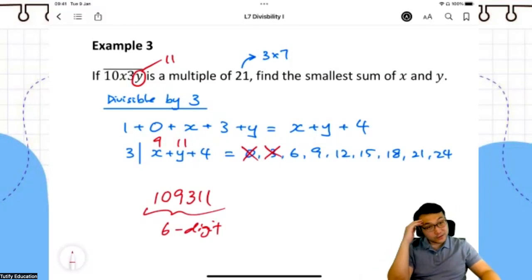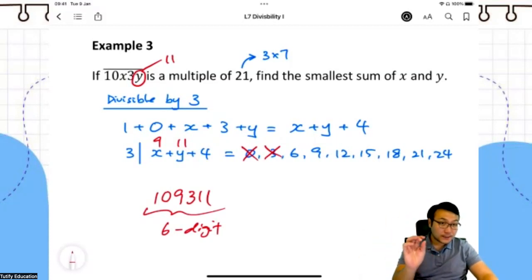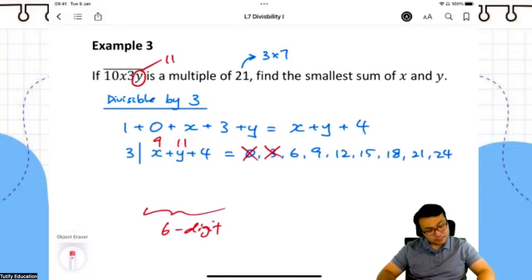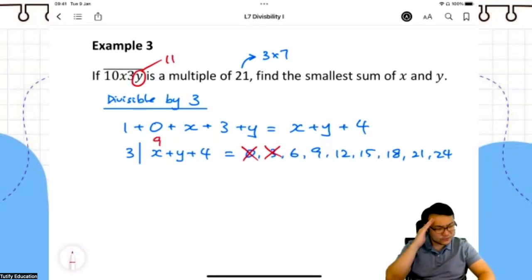What is the possible value of x? From 0 to 9. And what about y? From 0 to 9. Can y be 11? No, cannot. So let me give you the maximum value of x and the maximum value of y. What answer do you get? 9 plus 9 plus 4. 22.